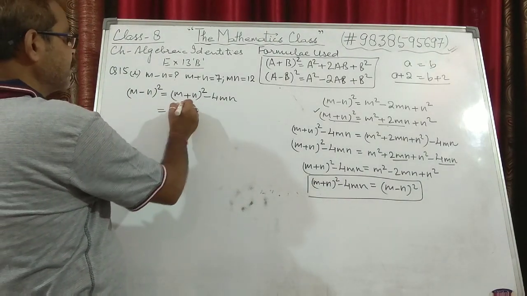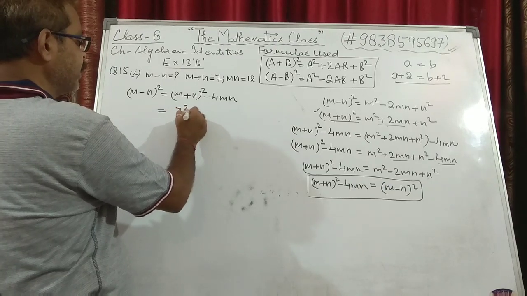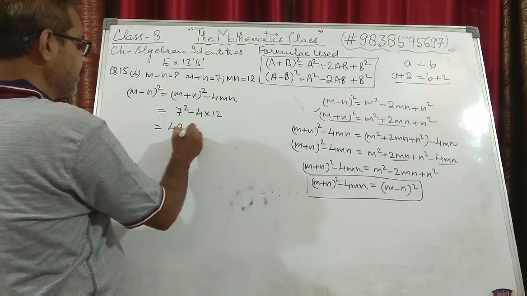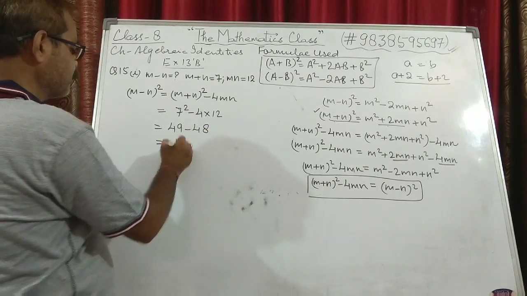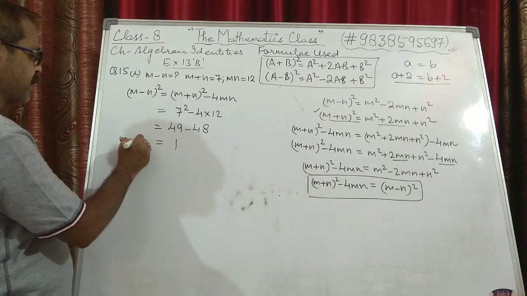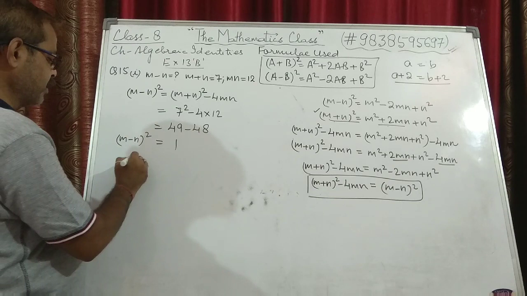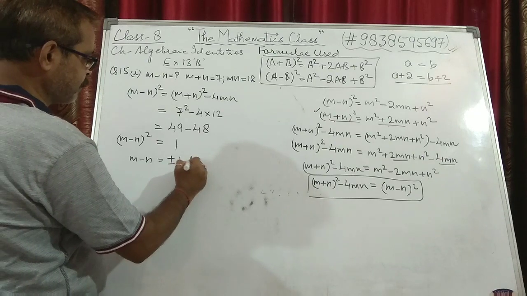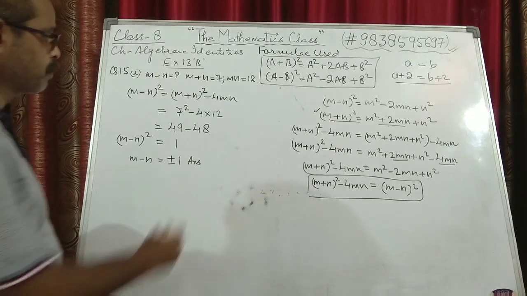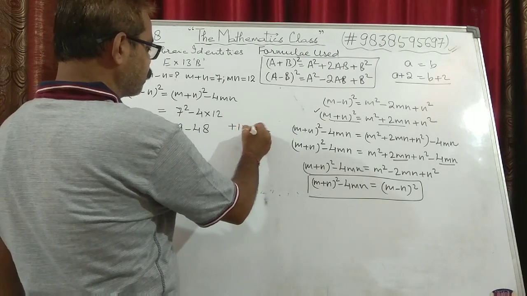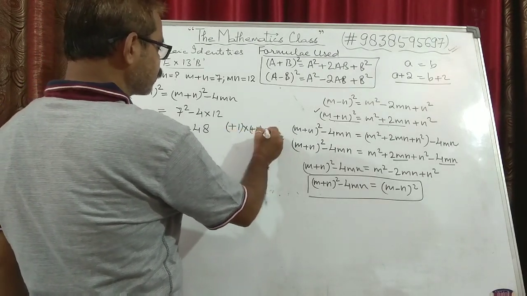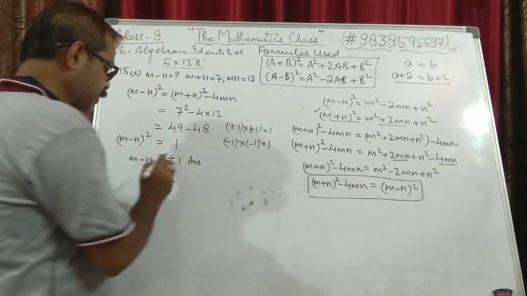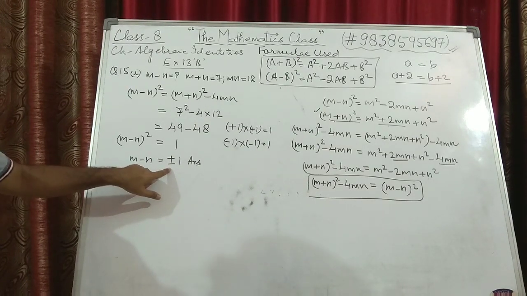Now, m plus n is 7, so 7 square minus 4 into mn, which is 12. 7 square is 49 minus 48, so it becomes 1. We know that we have got m minus n whole square is equal to 1. So when you take root on both the sides, this will be plus minus 1. Why plus minus 1? Because plus 1 into plus 1 is 1, and minus 1 into minus 1 is also 1. So that is why we will place both plus and minus signs.